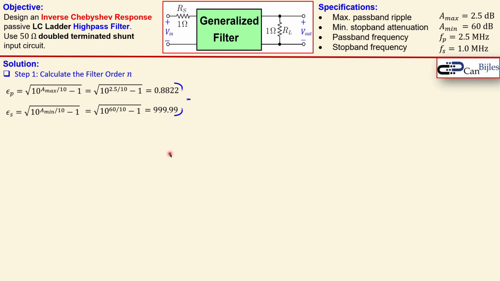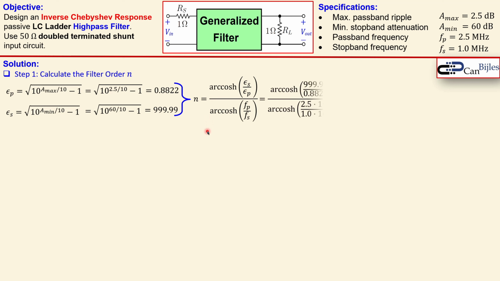Now, when you take these two values, and also the passband and the stopband frequency in this formula, you will now get 4.9312, which is in integer form 5. So we need to have a fifth order high-pass filter using this inverse Chebyshev response characteristics.